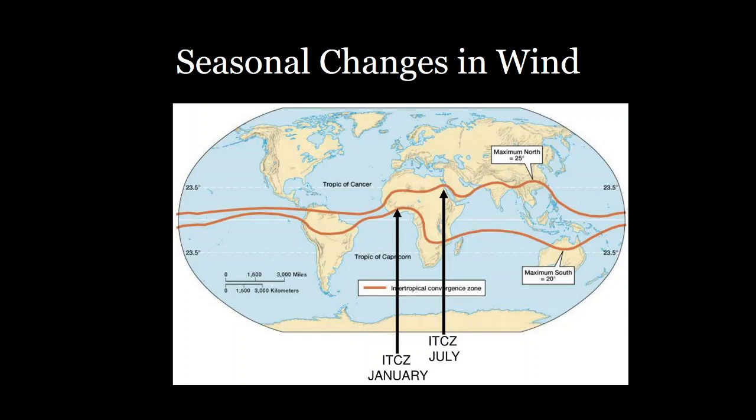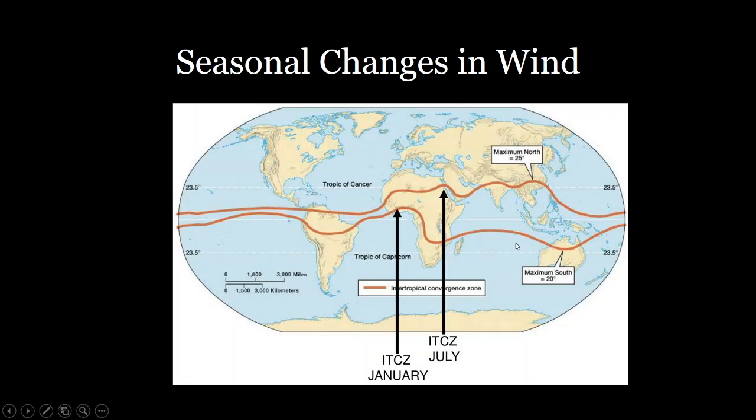But of course, the angle of the Earth that receives the most sunlight changes throughout the season as the Earth orbits around the sun. And so that ITCZ shifts throughout the year. And so you can see here the ITCZ in July, this upper line, the average position, is further north than the ITCZ in January, which moves south as the southern hemisphere is in summer.